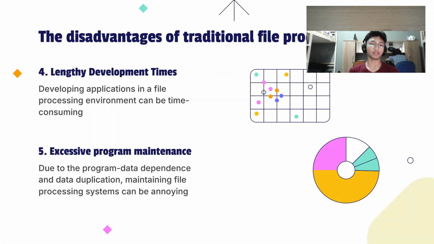The fourth one is lengthy development times. Developing applications in a file processing environment can be time consuming. The fifth one is excessive program maintenance. Due to the program data dependence and data duplication, maintaining file processing systems can be annoying.